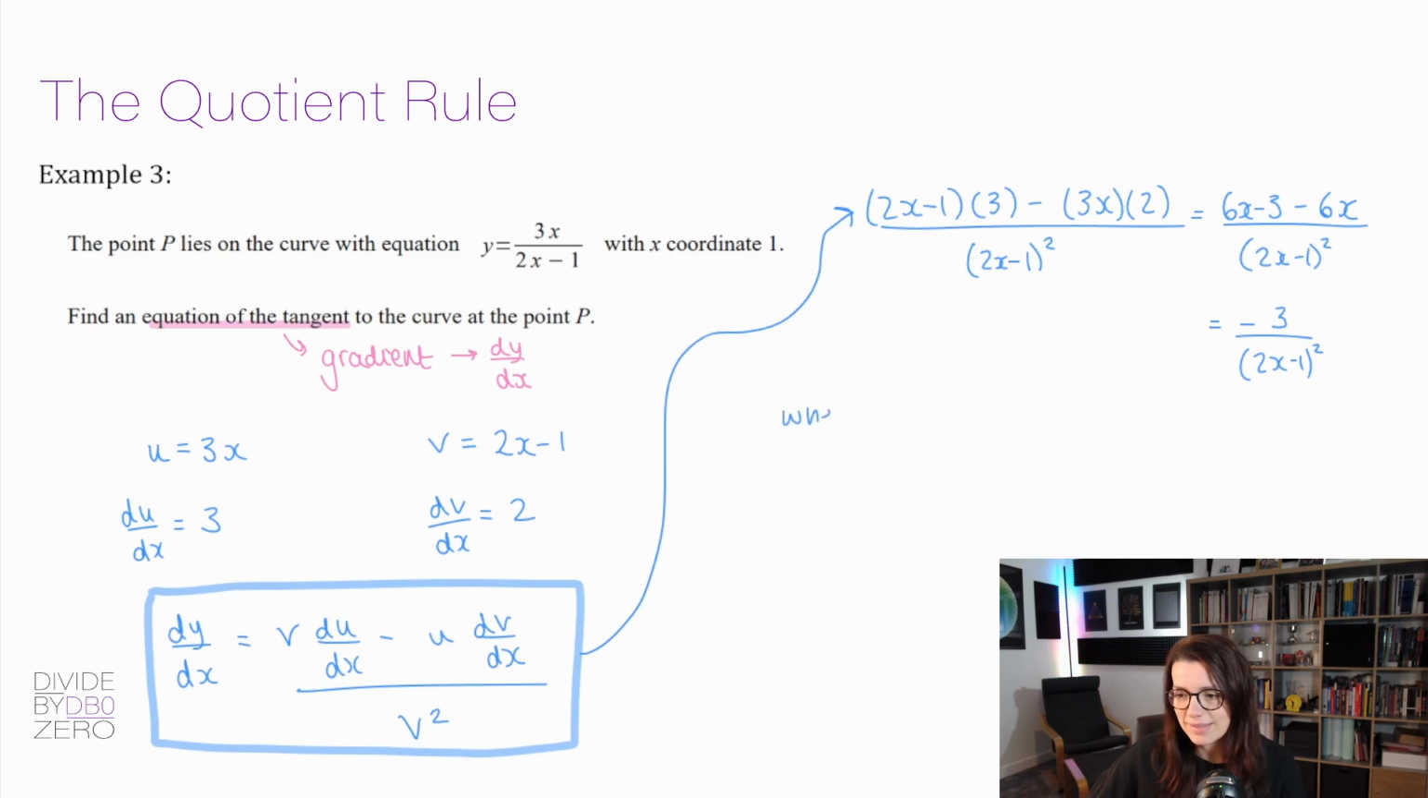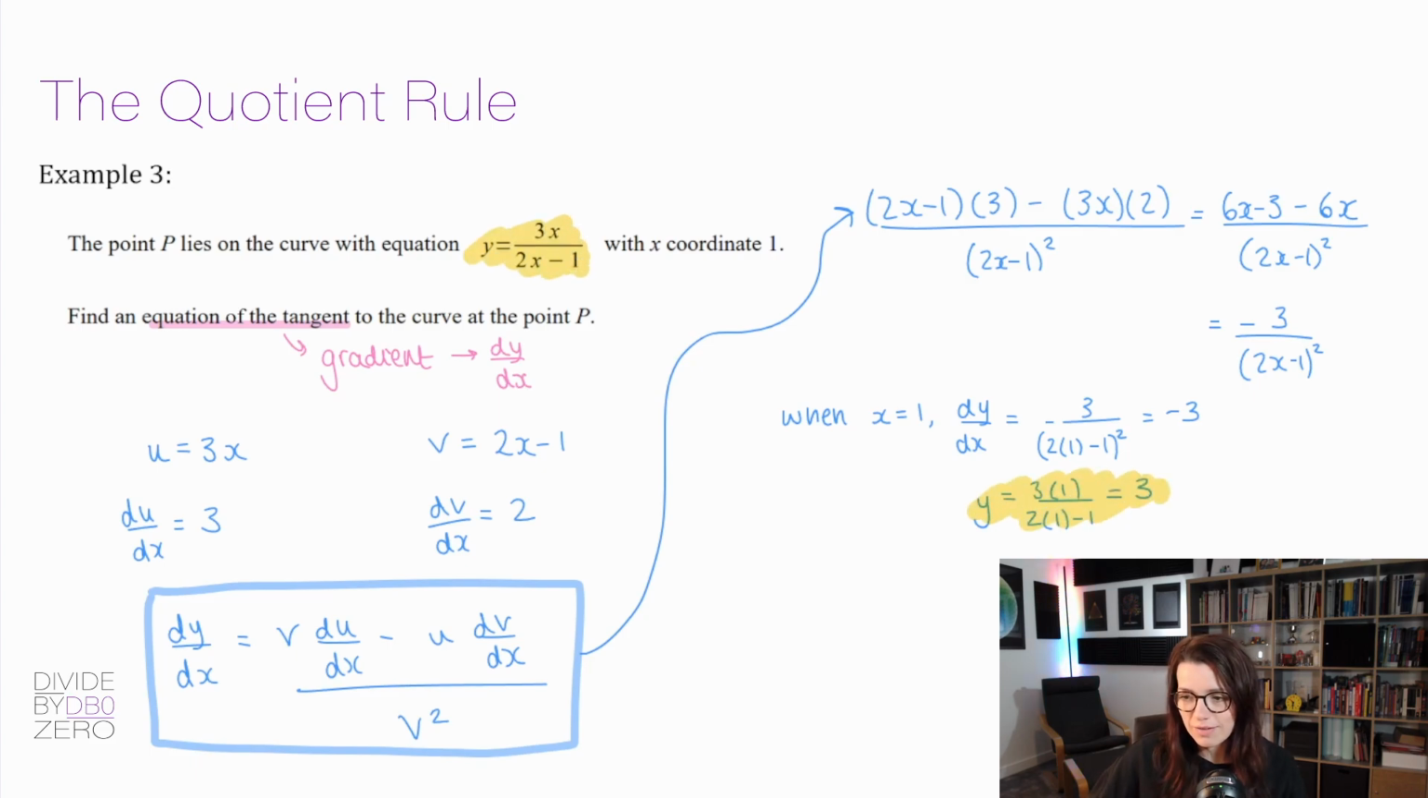So when x equals 1, dy dx is going to be minus 3 over 2 times 1, take away 1 squared, which ends up being minus 3. And also when x equals 1, if you substitute into the original y equation, you'll get 3 times 1 over 2 times 1 take away 1, which ends up being positive 3. So that comes from just substituting into the original equation.